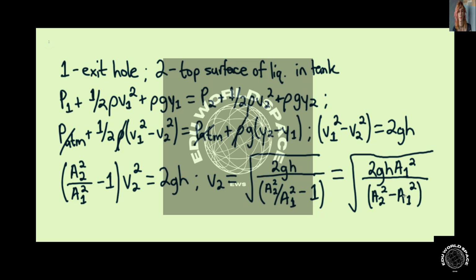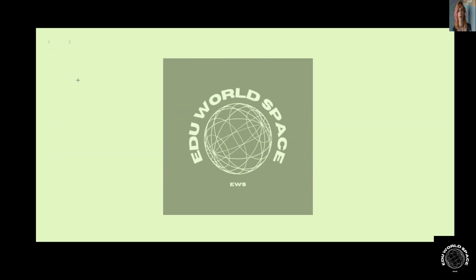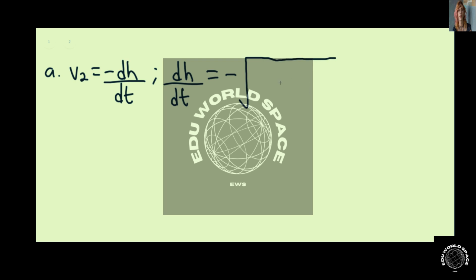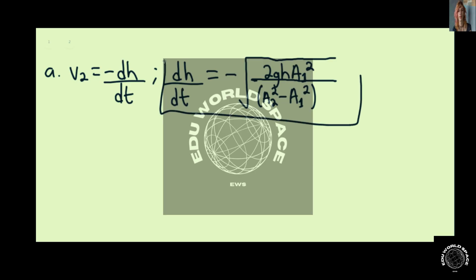We know that because the water level is decreasing, you could say for part A, v sub 2 is equal to the negative change in height with respect to time, because the water level is decreasing. And so we can say dh over dt is equaling negative the square root of 2gh a sub 1 squared, and then again divided by a sub 2 squared minus a sub 1 squared. This would be our final answer for part A.